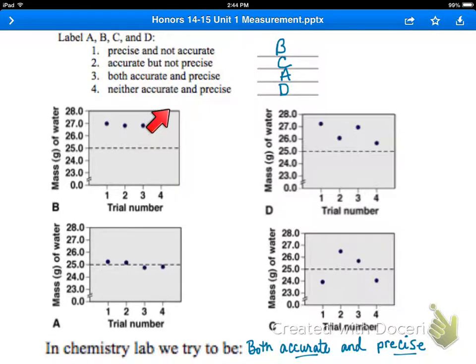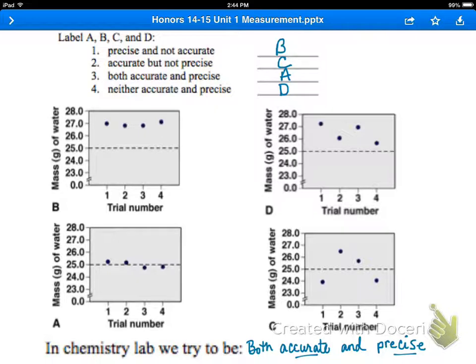Accurate but not precise is down here in C. So it's not precise because they're sort of all over the place. Some are up above 25, some are below 25. However, if you were to take the average of all of them, they would come out right near 25, so therefore they are considered accurate.